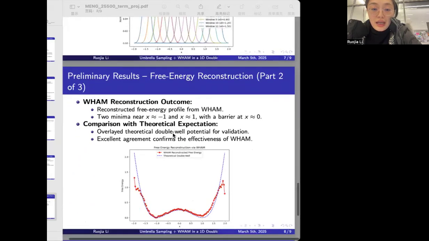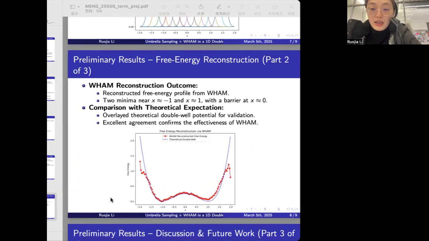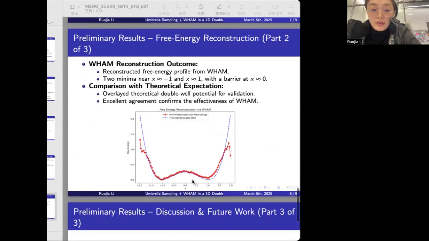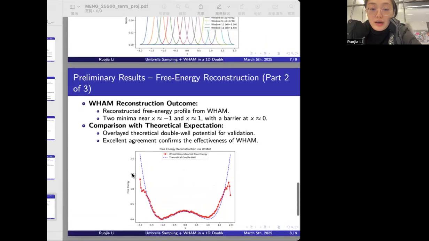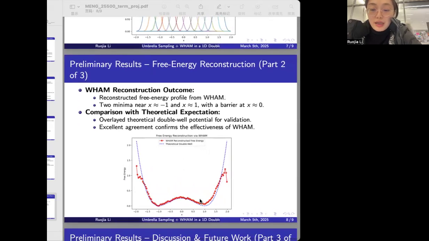And then I apply WHAM to yield a reconstructed free energy profile. In the double well example, you will see the two basins at -1 and 1, plus a barrier in the middle at 0. If we compare the theoretical double well, which is shown in the blue dashed line here, with the reconstructed result, which is the red dots, you can see that they match closely. And this confirms that combining umbrella sampling with WHAM can accurately capture the free energy shape despite the large barrier.